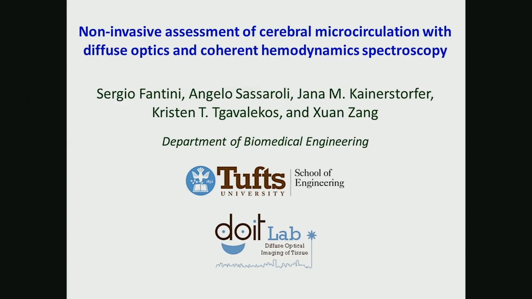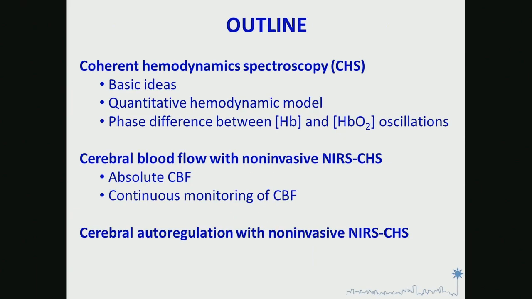So I'd like to talk about our recent work on non-invasive optical methods for the assessment of cerebral hemodynamics using diffuse optics and the new technique that we have recently developed that we call coherent hemodynamics spectroscopy. I will start by introducing the basic ideas of both coherent hemodynamic spectroscopy, or CHS, and the quantitative hemodynamic model that is strictly associated with it, and how this can be used to interpret the phase difference between the oscillations of oxy and deoxyhemoglobin concentrations that are measured routinely with near-infrared spectroscopy.